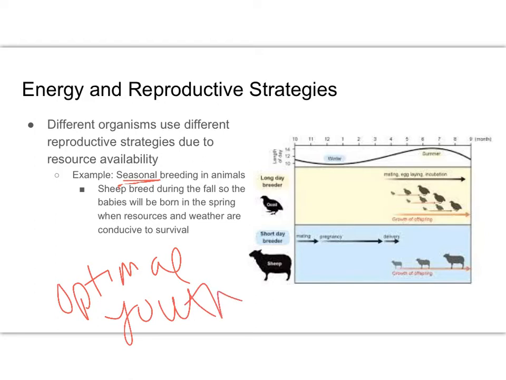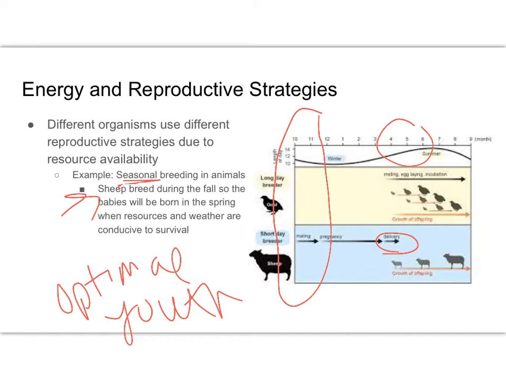For instance, with the example we have here, the sheep breed during the fall. They have a 6-month gestational period, meaning that it takes 6 months for the baby to develop in the mother. So they breed or mate in the fall, and you can see that happening here, so that the birth will occur in the spring. You'll see here in the 4th and 5th month there's plenty of resource availability, plenty of food, plenty of water.